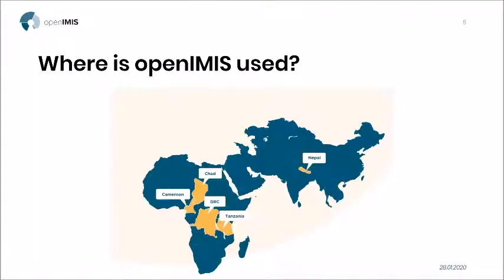Where openIMIS is used currently, as you can see on the map, these are our implementations. It started out in Tanzania. We still have the implementation going on in Tanzania, Cameroon with a mutual scheme, in DRC and Chad. There are small-scale implementations currently underway in pilots. And in Nepal, it is also being used to manage the national social health insurance. So we do have running implementations where decisions on payments to providers are being made using openIMIS.